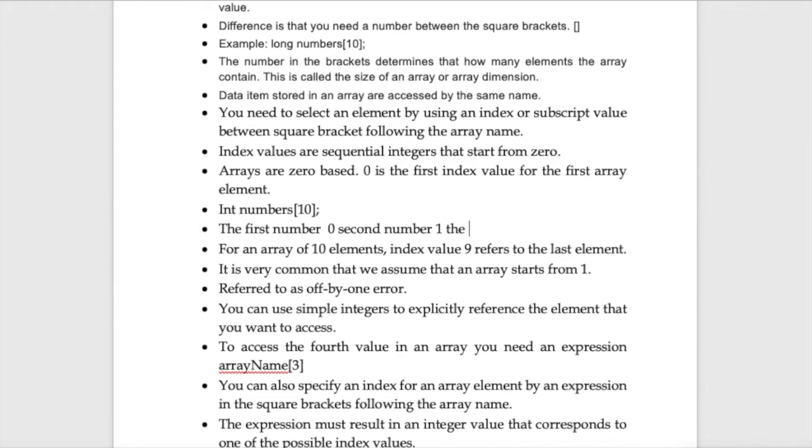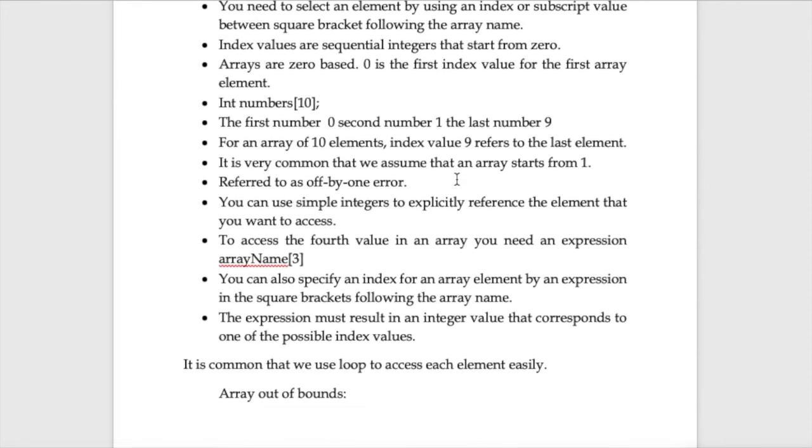The last number will be 9. 10 will not be included because 0 is also included. 0 to 9 will be 10 numbers. For an array of 10 elements, it is very common that we assume that the array starts from 1. Assuming 1 to be the first value is known as the off by 1 error.